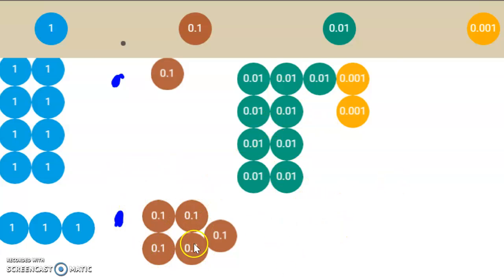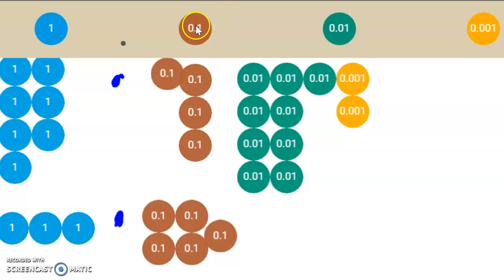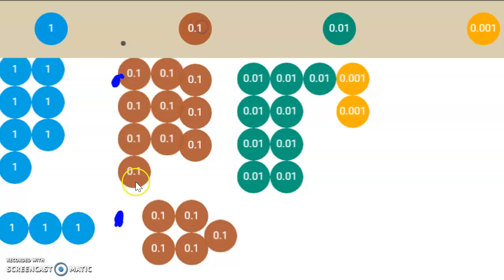But I'm stuck again because now I have 5 tenths and I only have 1 tenth. So I've got to do the same thing. I've got to take away one of these tenths and put down 10 more of the tenths. So 1, 2, 3, 4, 5, 6, 7, 8, 9, 10. So I should have 11, because I already had one.